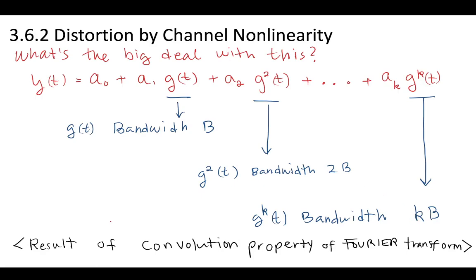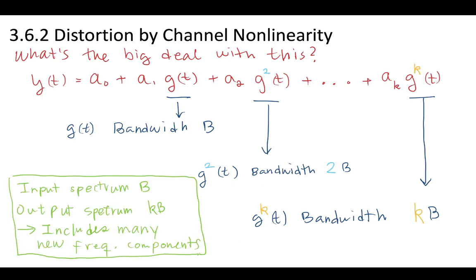your output now contains a very, very large amount of bandwidth, maybe infinite. From what you should remember from the beginning of this class, bandwidth is essential. If you take your input spectrum and turn it into this gigantic output spectrum that's k times larger, it's going to include all these new frequency components, and that's going to cause you problems down the road.